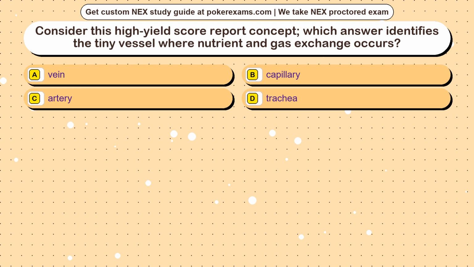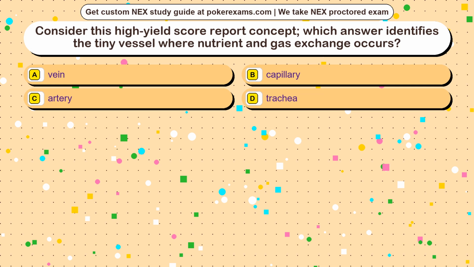Question 18. Consider this high-yield score report concept, which answer identifies the tiny vessel where nutrient and gas exchange occurs? Option A, vein. Option B, capillary. Option C, artery. Option D, trachea.